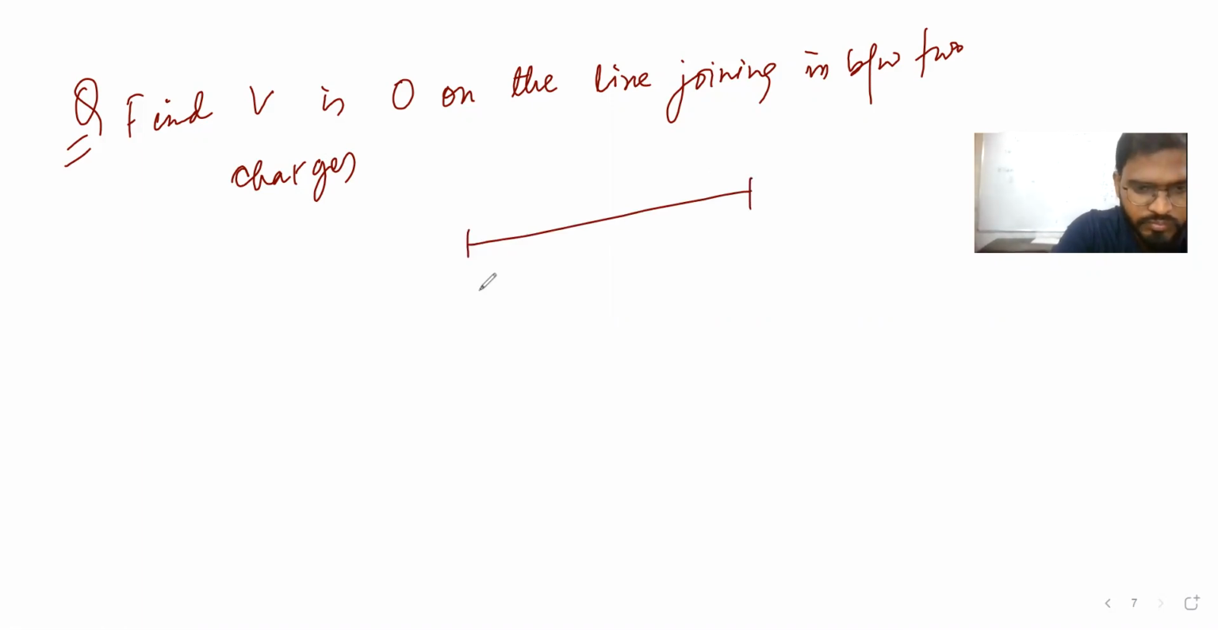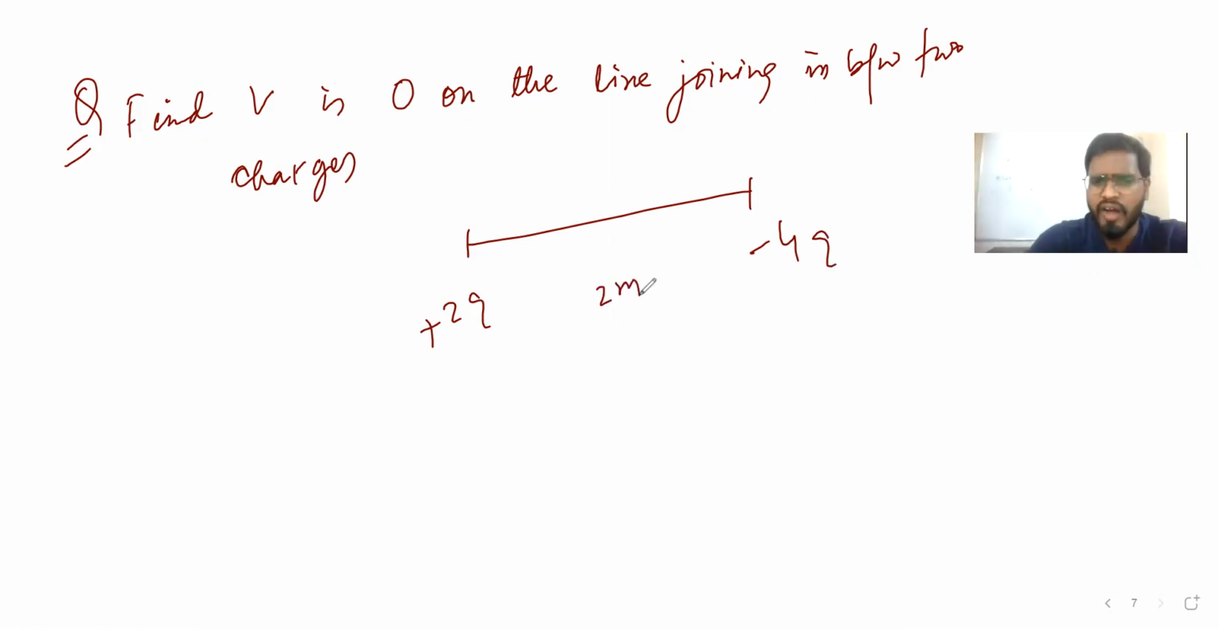Let's take plus 2q and minus 4q. In between them you are supposed to find the point, the distance is 2 meter. Obviously one will be positive and one negative, only then the potential is going to be 0. We learned in electric force, when the nature of the charges is different, the net force is 0 in between the two charges, on the line joining them, and it will be nearby the charge which has less magnitude.